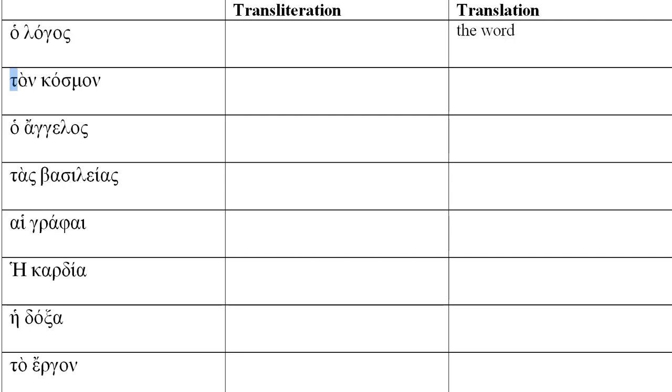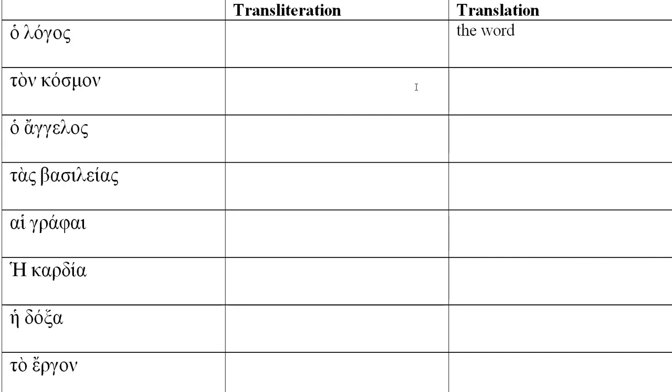Let's look at the second one here, ton kosmon. This is an accusative definite article. It is a masculine singular accusative definite article. And that tells us that our noun is also accusative masculine singular. If you have a definite article, you don't have to bother parsing the word because the definite article gives you the parsing. The definite article will always agree with the word that comes after it in case, number, and gender. So definite article is your friend. If we did parse it, we would also find that it is accusative masculine singular.